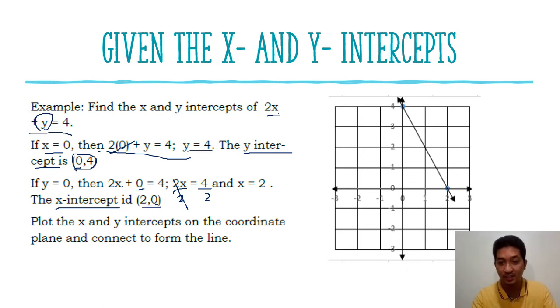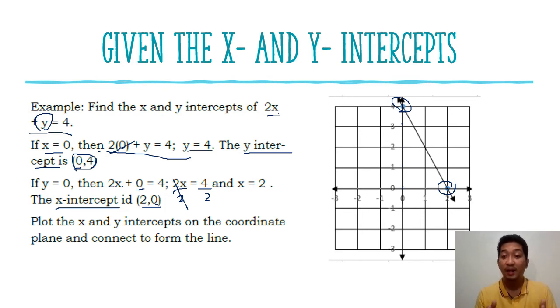And then, plot natin siya. So, you have (0, 4) in the y-intercept. Nasa y yun. Jump ka lang ng 4. And then, you will get this. And then, the x-intercept is, nandito yun. Jump ka lang ng 2. This is that one. Easy.